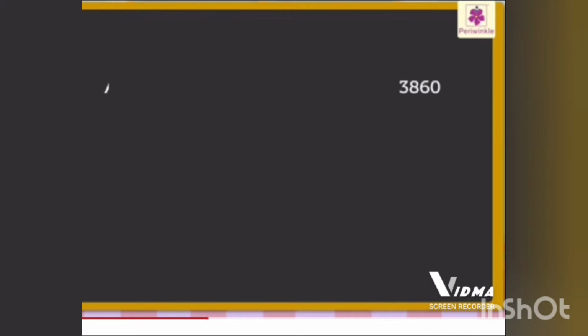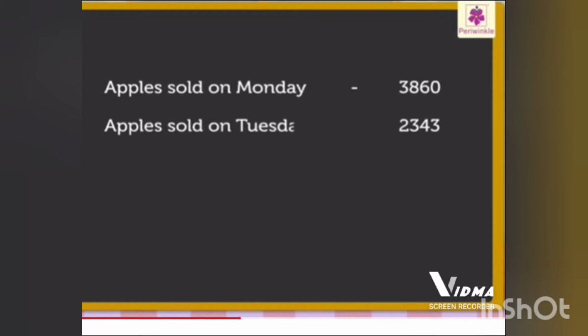3,860 is the number of apples sold on Monday. So, we write the statement as apples sold on Monday, 3,860. 2,343 is the number of apples sold on Tuesday. So, we write the statement as apples sold on Tuesday, 2,343.